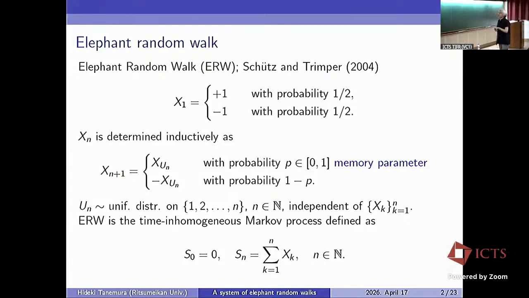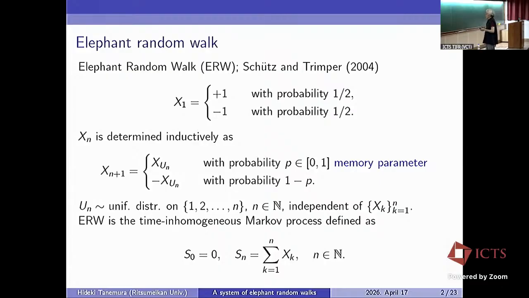And Xn is determined inductively as X_{Un} with probability p. p is called the memory parameter. And it is -X_{Un} with probability 1 minus p. Un is uniformly distributed on 1 to n, where n is a natural number, independent of the previous Xk, k equals 1 to n. The elephant random walk is a time-inhomogeneous Markov process. We consider the summation of the Xk's, Sn.